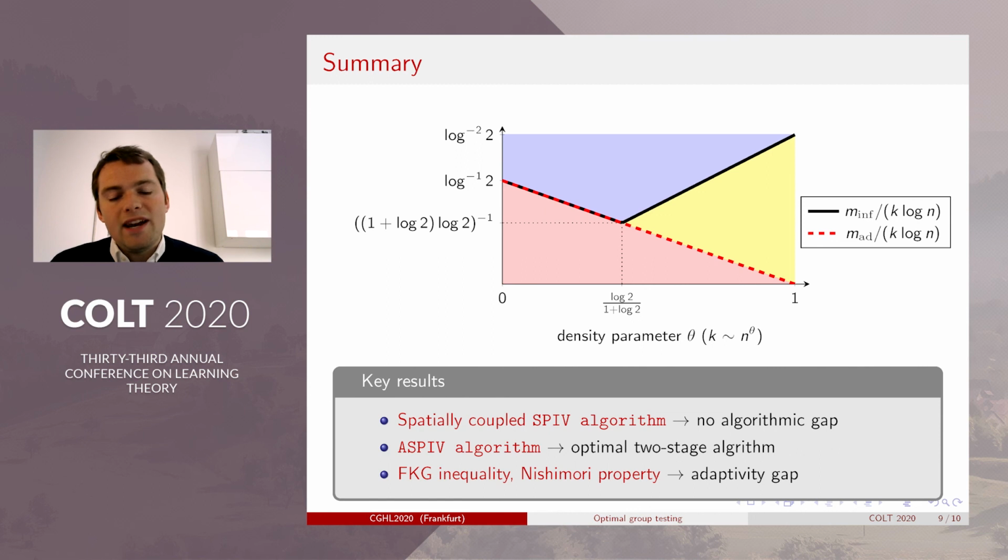So to recap what we've done in our work on optimal group testing, we've put forward a non-adaptive algorithm called SPIF that is inspired by the idea of spatial coupling from coding theory to show that in the non-adaptive setting, there's no algorithmic gap. We extend this non-adaptive SPIF algorithm to an adaptive two-stage algorithm called ASPIF that succeeds all the way down to the universal information theoretic lower bound, thereby improving on the best previously known result of a three-stage optimal algorithm. And third, we use the FKG inequality and Nishimori property to show that there exists an adaptivity gap in the sense that for certain values of theta, adaptive test designs are provably better than non-adaptive test designs.